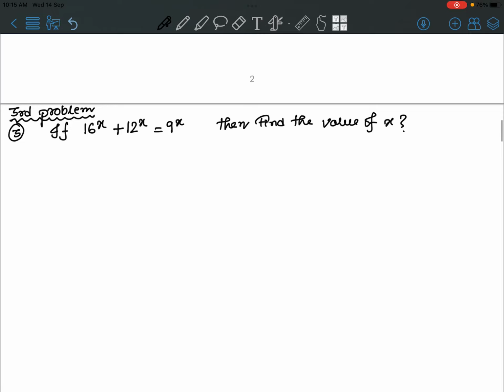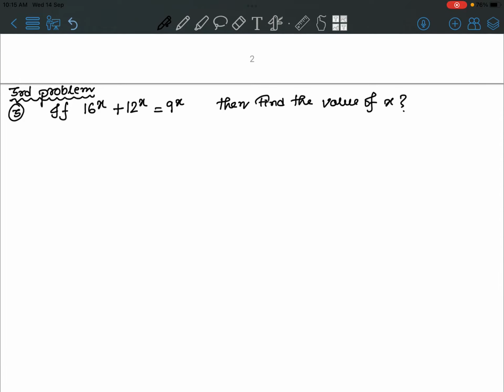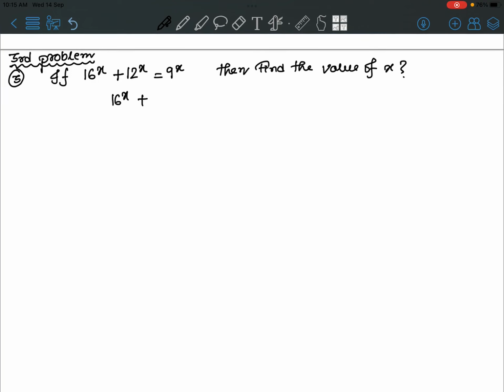The third problem is, if 16 to the power x plus 12 to the power x equals 9 to the power x, then find the value of x. Let me write the problem down again: 16 to the power x plus 12 to the power x equals 9 to the power x. So, how are we going to solve it? To solve this problem, we are going to factorize 16, 12 and 9.